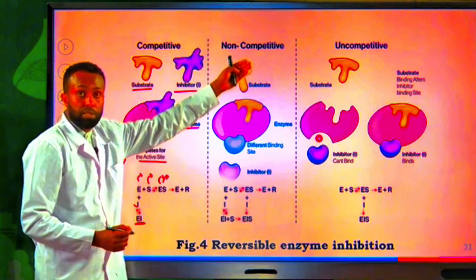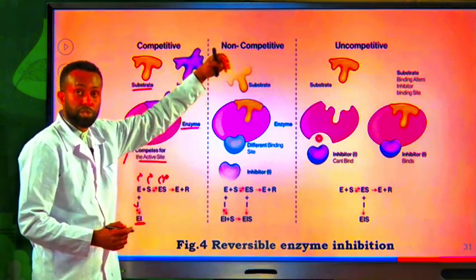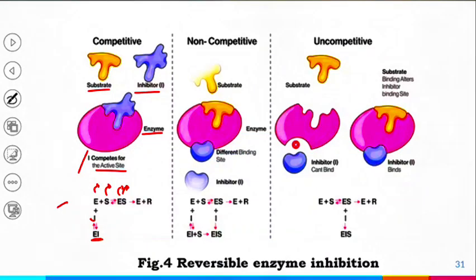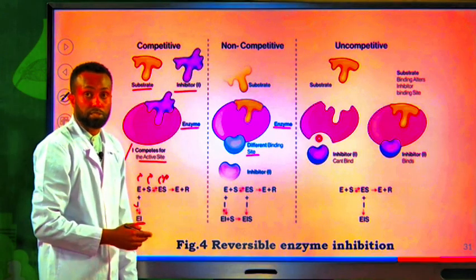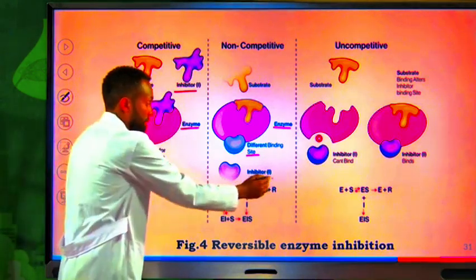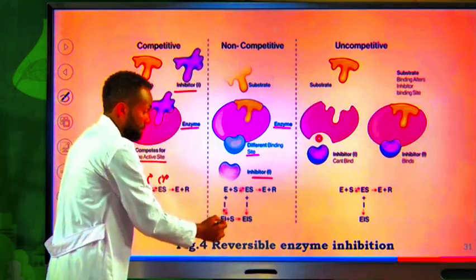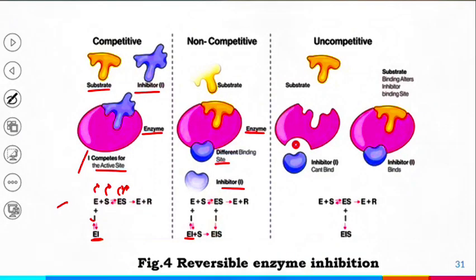In non-competitive, there is no competition on the active site. The substrate will bind on the active site. This is an enzyme. Different binding sites are located here. There is an inhibitor. So in this case, there is enzyme and inhibitor plus what? Plus substrate.